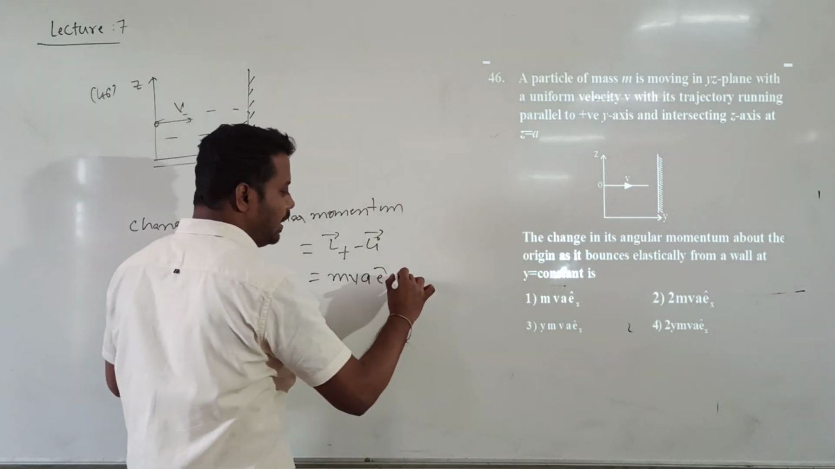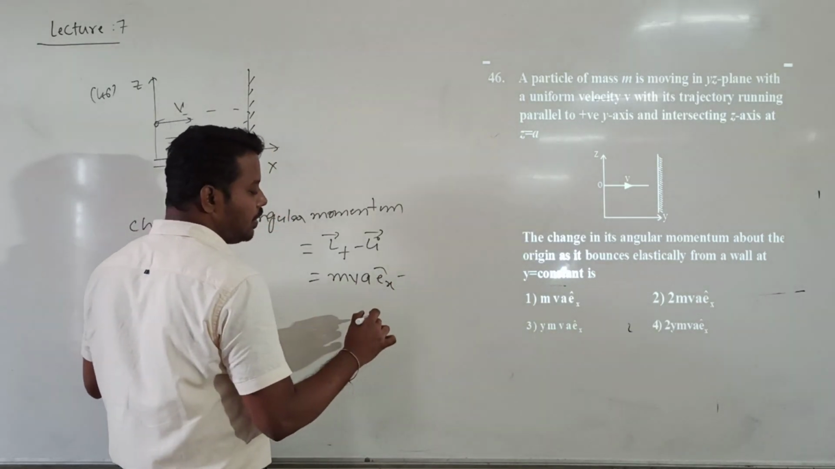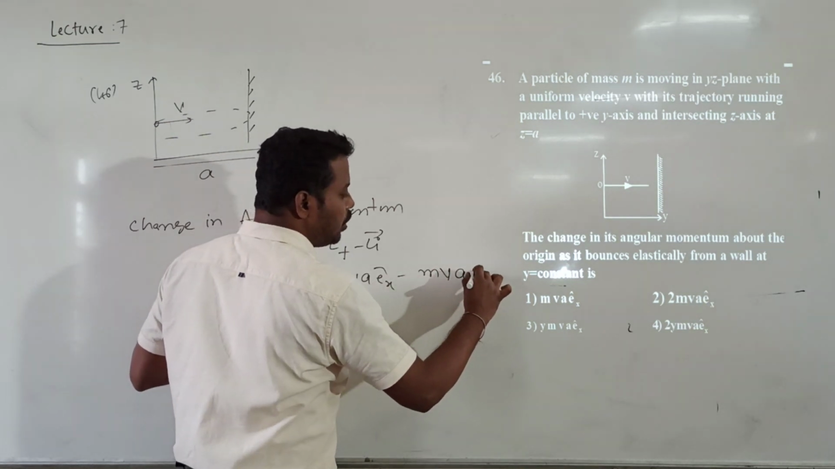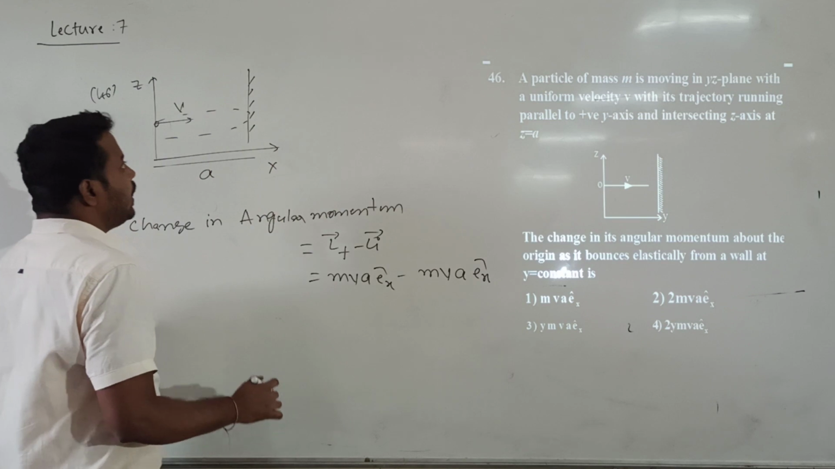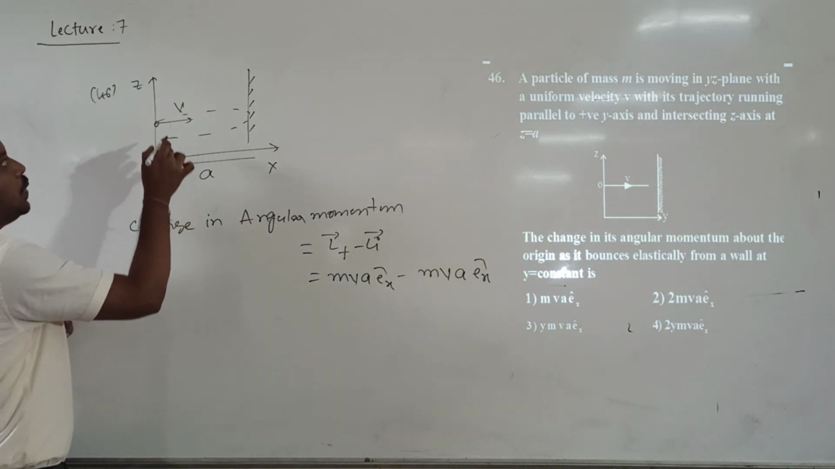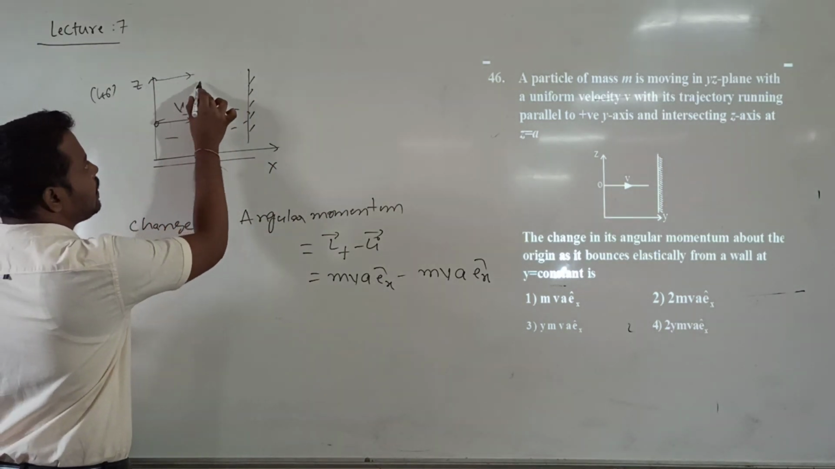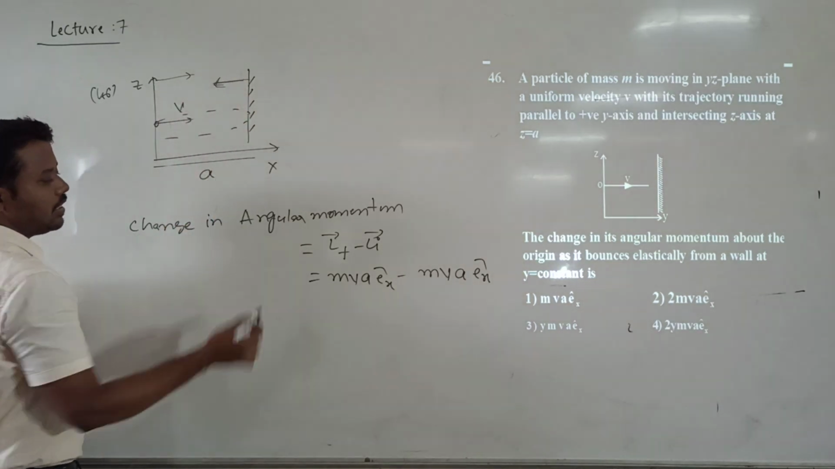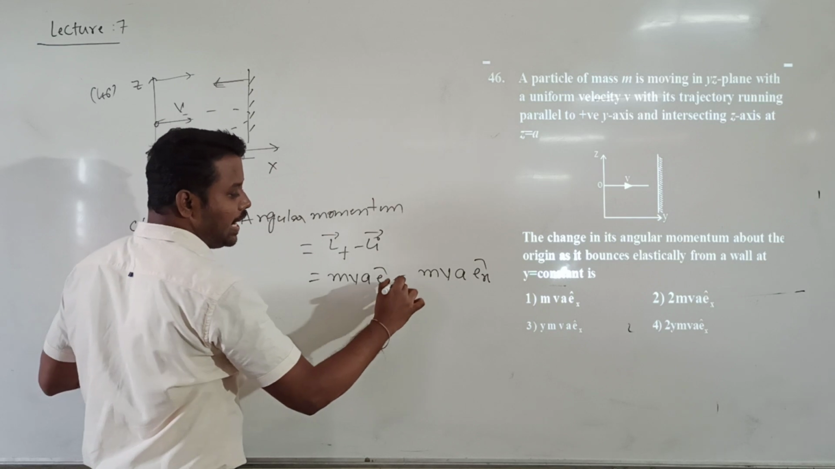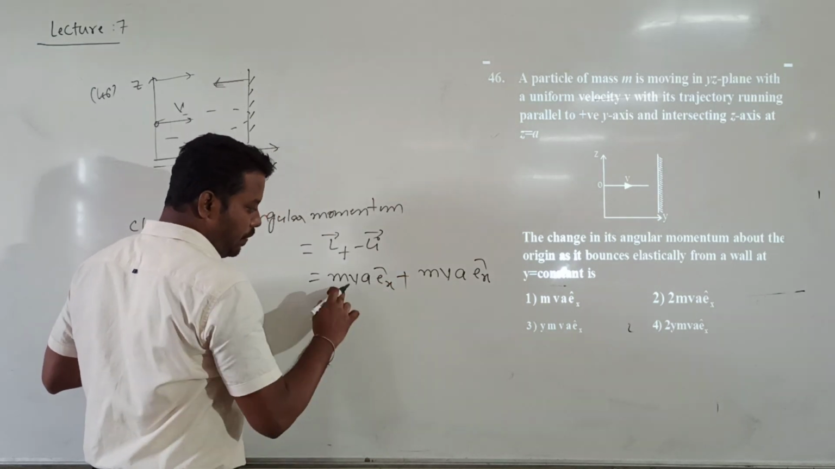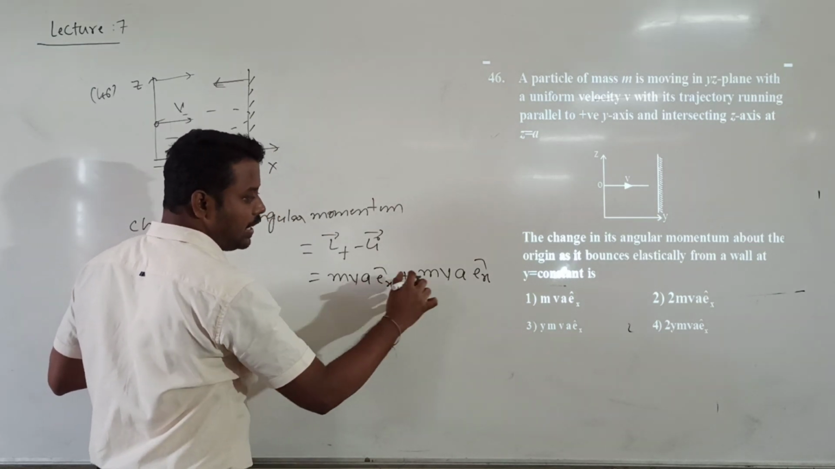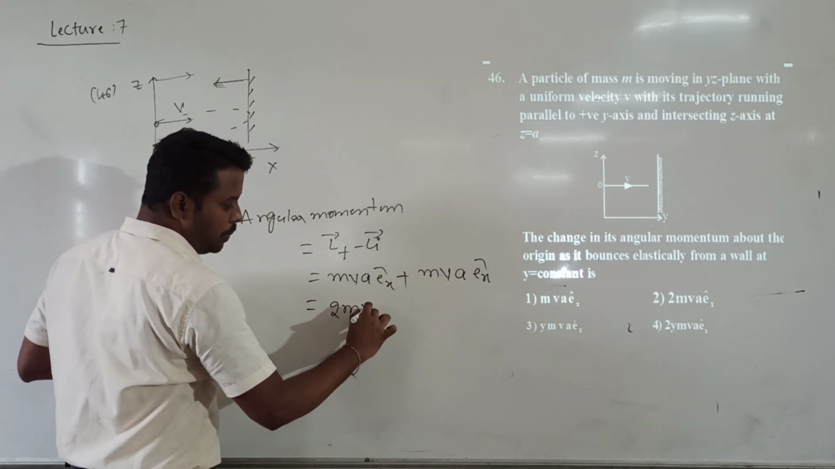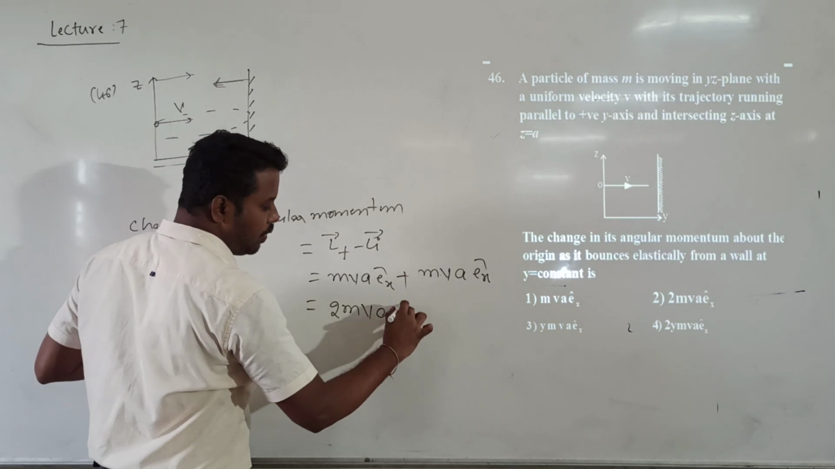And what is the final? This is the value of the final angular momentum, and the initial angular momentum is given by m into v into a into e along x cap. But both directions are opposite. One is going in the forward direction and the other in the backward direction. One is towards the positive x axis, the other towards the negative x axis. So I will get a minus into minus, plus. If I take v as plus here, I will get v as minus there. Then the total answer is given by 2 into m into v into a into e along x.